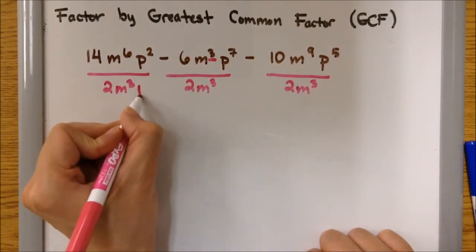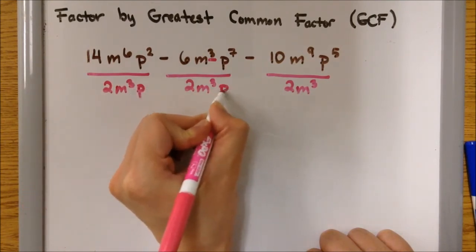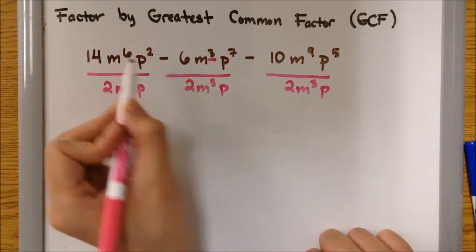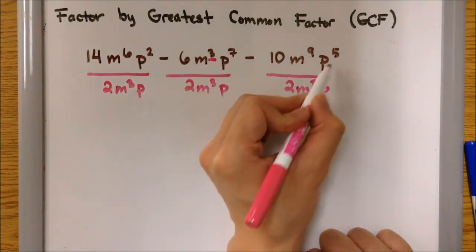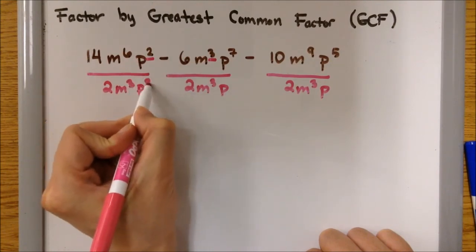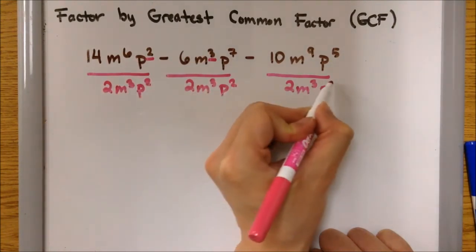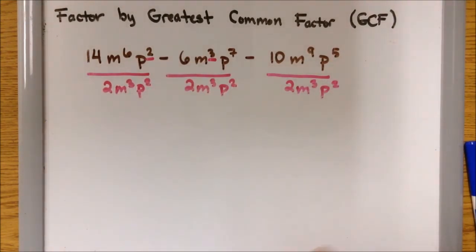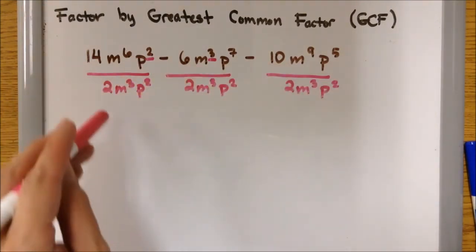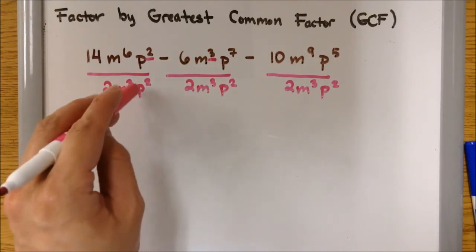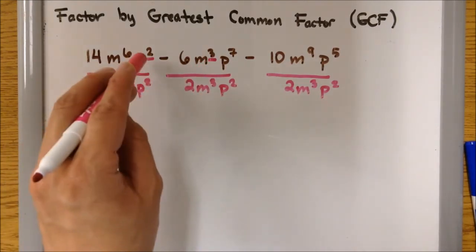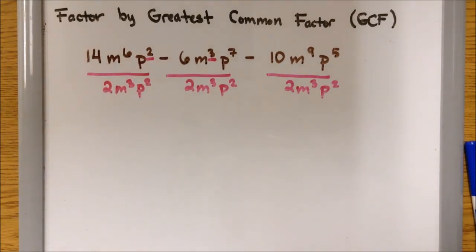Next will be our p's. So we have p to the 2nd, p to the 7th, p to the 5th. So we're going to divide by the lowest, which is the 2nd. So p squared. So again, we're going to divide each term by 2, m to the 3rd, the lowest for the m's, p squared, the lowest for the p's, on each of the terms.